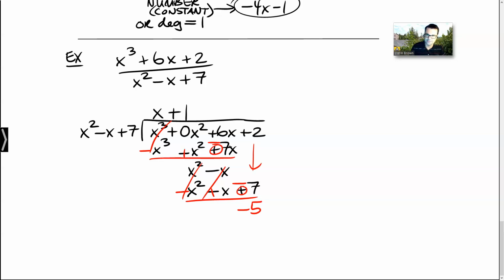So this tells me that this is equal to, you should have gotten, x plus 1 minus 5 over x squared minus x plus 7. So the remainder here was just a number. It could have been a linear polynomial like it was before, but it turned out not to be.